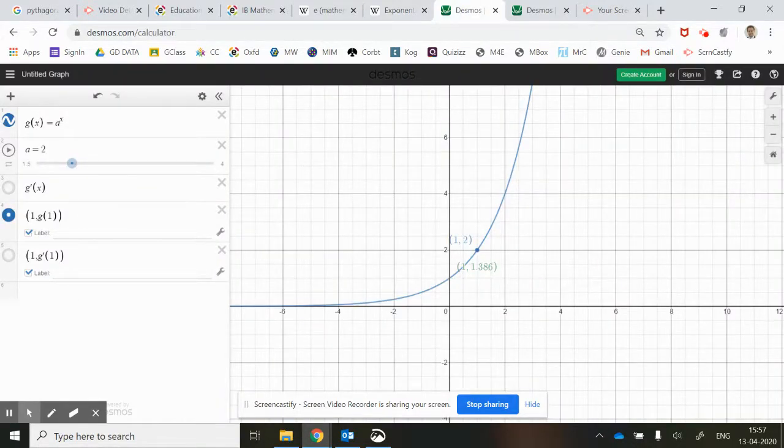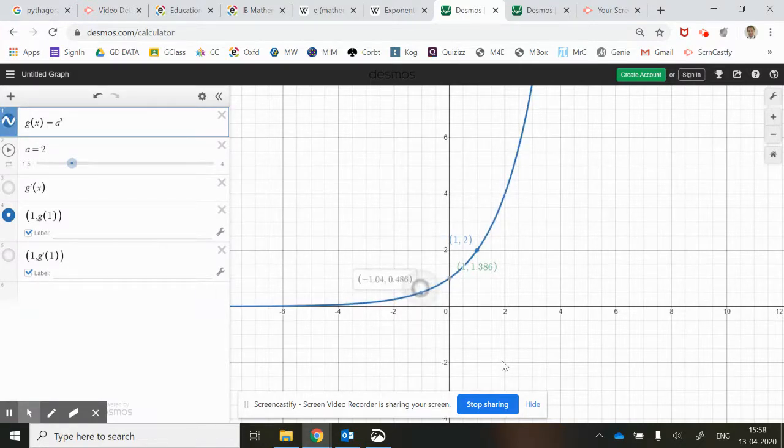The remarkable property of e to the power of x is that the derivative is the same. What I've set up here at the moment is g of x, you can see at the top, g of x is equal to a to the x, and I've set a to be equal to 2. So this is currently representing the function 2 to the power of x. You know that because you're getting the coordinate point 1, 2. So 2 to the power of 1 is 2. And of course, 2 to the power of 2 gives you 4. 2 to the power of 0 gives you 1. 2 to the power of -1 gives you a half, and so on.